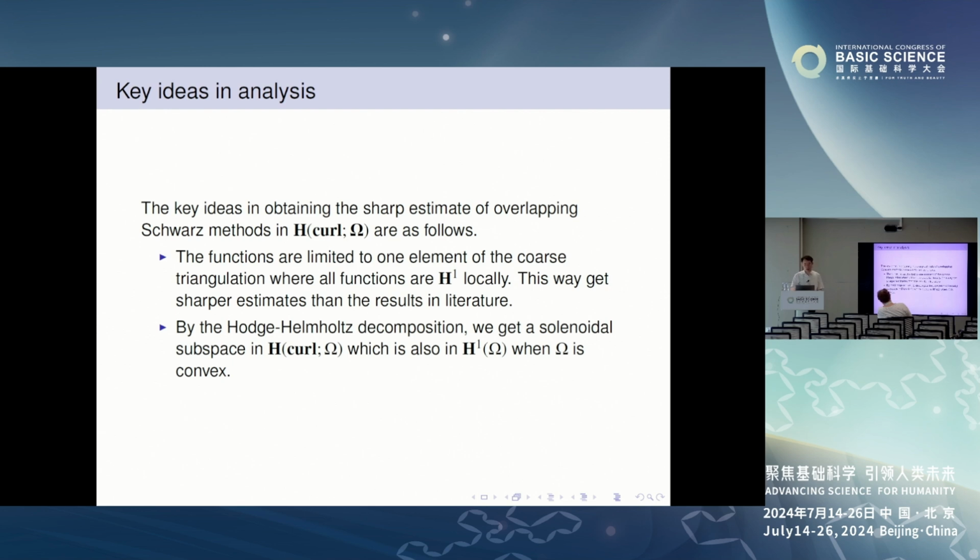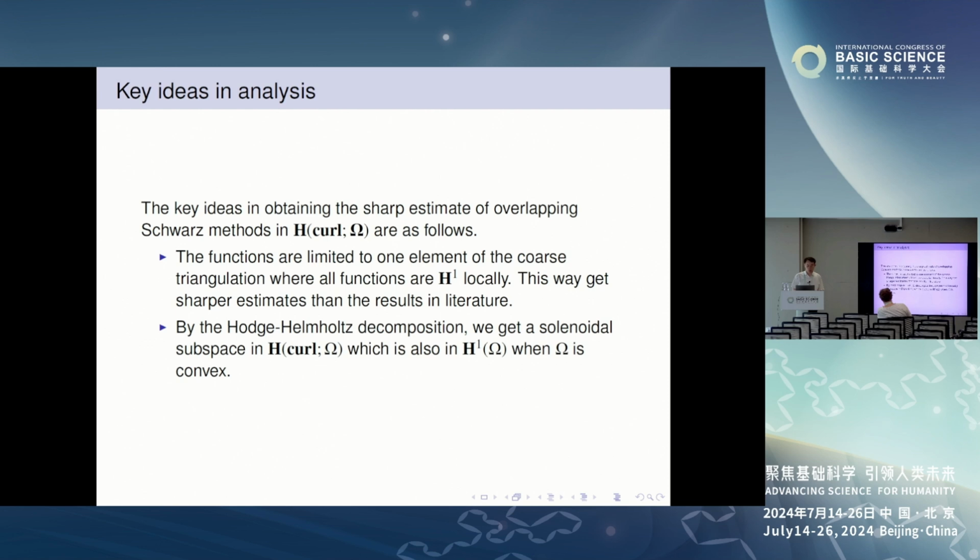The key idea is to obtain the sharp estimate of the overlapping on the H curl. So the functions are restricted to one element of the coarse triangulation, where all functions are H1 locally. This is the key point. You should prove it not for global H1, just locally H1, piecewise H1, you should prove the lemma. This is how they can get a sharp estimate, then the result follows. Very simple, but nobody realized this point. This is very strange.